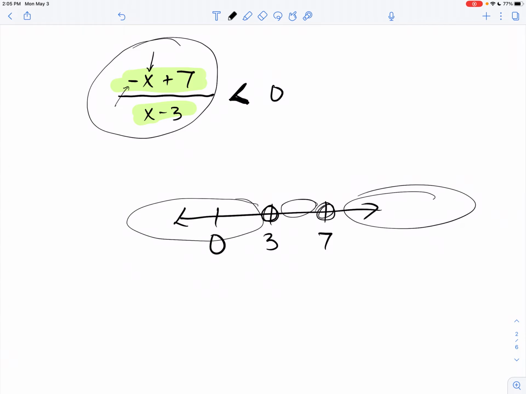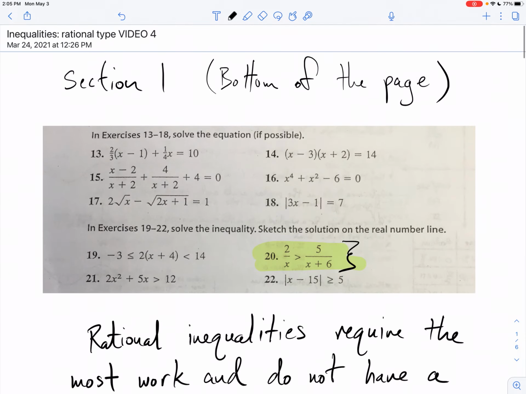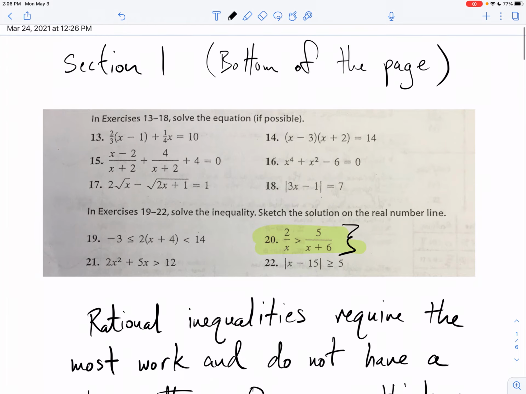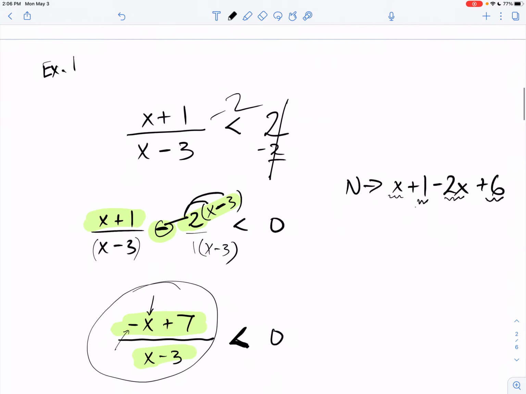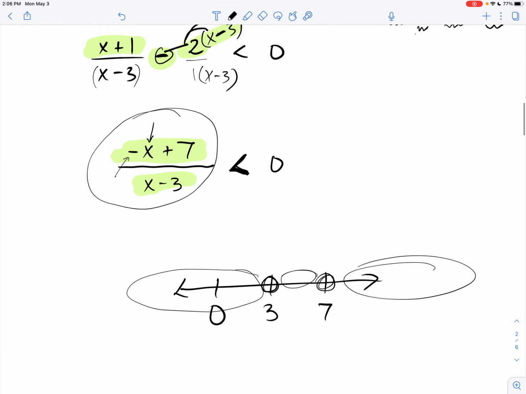But guess what? They only want you to do this one question on the packet, problem number 20. So I have a feeling you'll be happy if you just know how to do 20. So let's do that. So here we go.